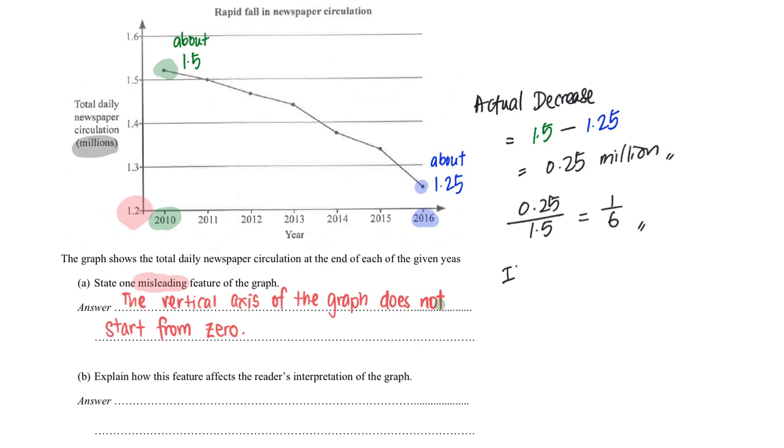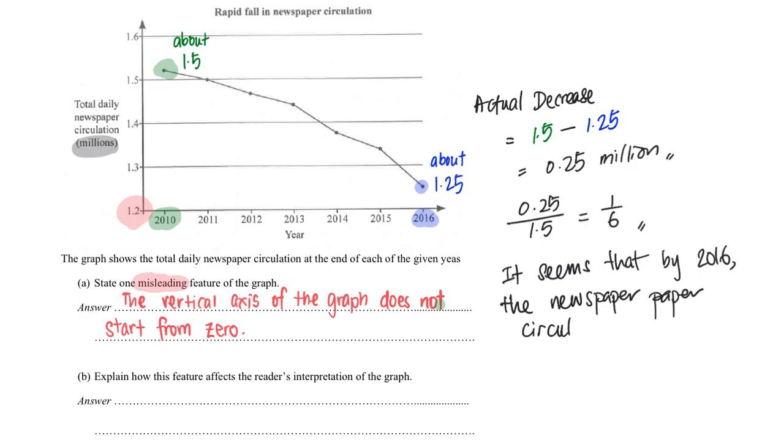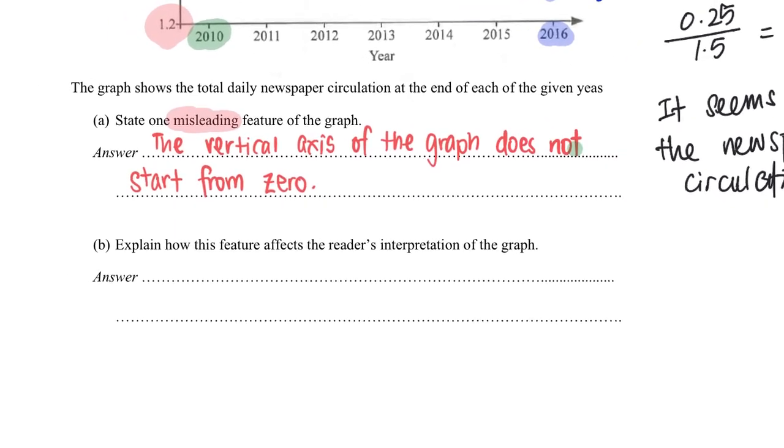Okay, so the perception is that it seems that by 2016 the newspaper circulation, right, will cease instead of just a decrease of 1/6. So now let's get back to how do we answer this question then.